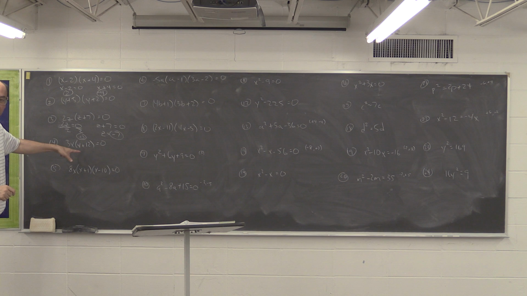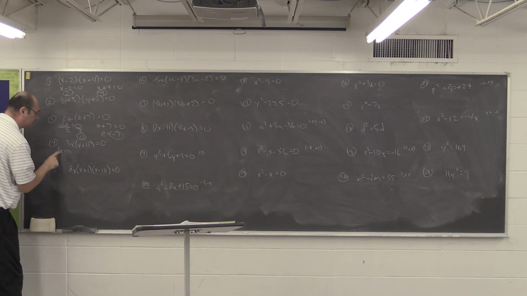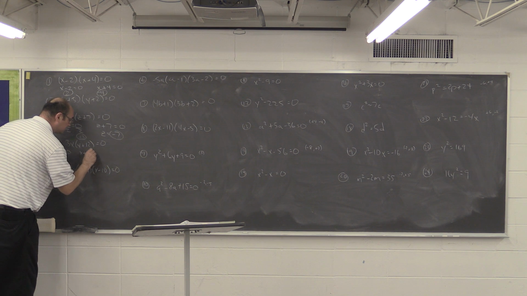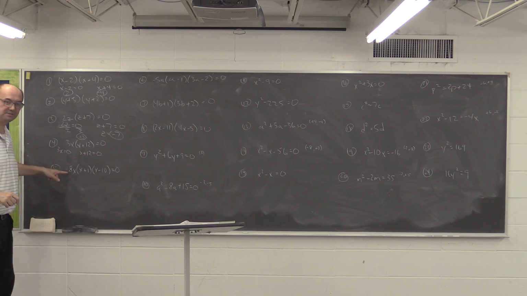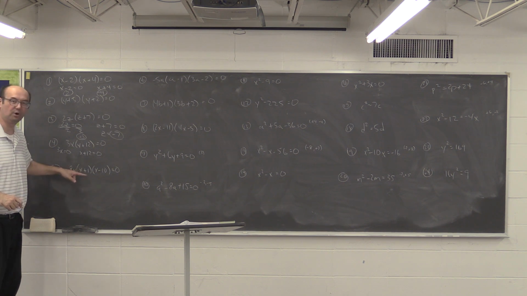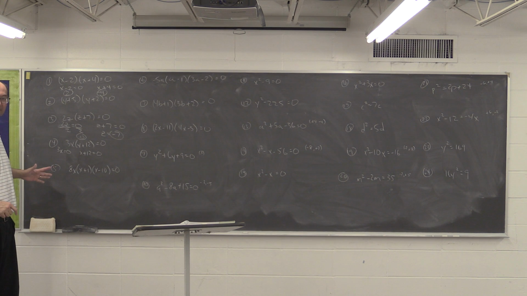Number 4, 3x and x plus 12. What do we do there? 3x is equal to 0, solve for x. X plus 12 equal to 0, solve for x. Number 5, 8x equals 0. X plus 1 equals 0. X minus 10 equals 0. Solve for x in all three of those different problems.